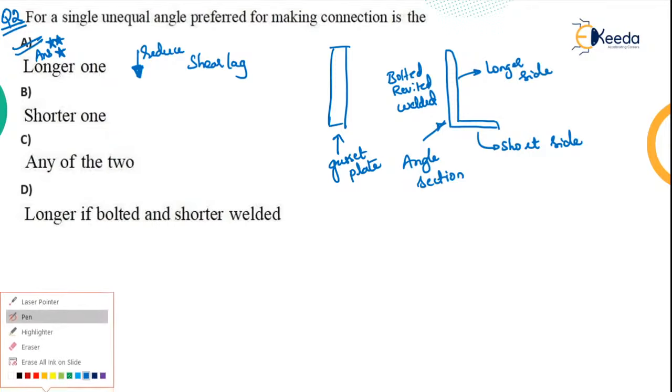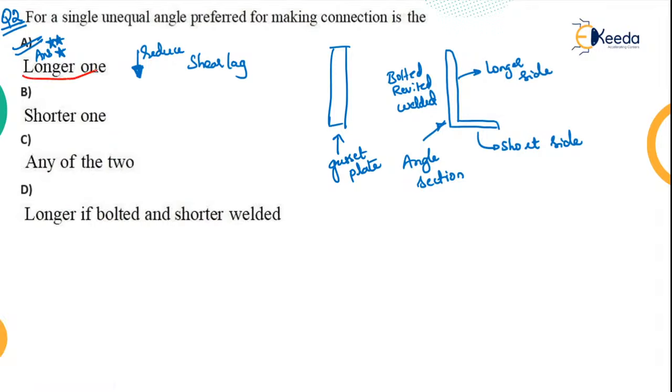Understood? So the correct answer for this is option A, that is the longer one. In case of an unequal angle, the preferred side for making the connection is the longer side. Many times this type of question has been asked.